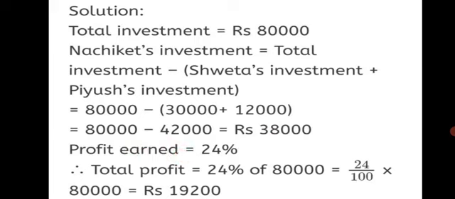Now profit earned is equal to 24%. Therefore we have to find in rupees how much profit. 24% of the total 80,000 is equal to 24 upon 100 into 80,000. Reduce the zeros and multiply. You get your answer, rupees 19,200 as the total profit. So we have finished the first part. Now let's have a look at the remaining part of the sum.